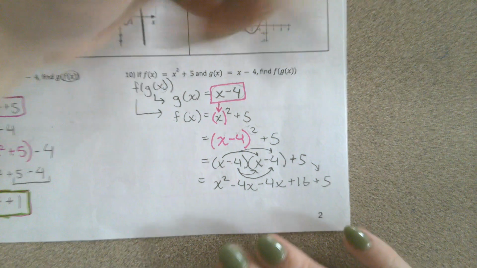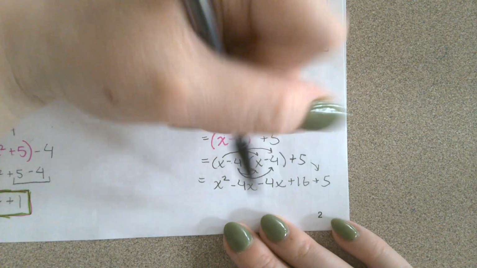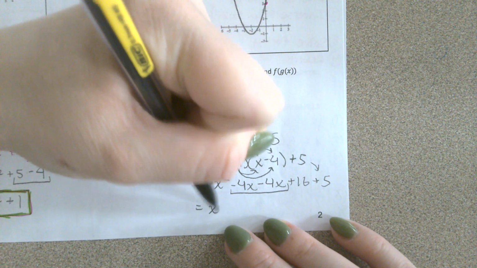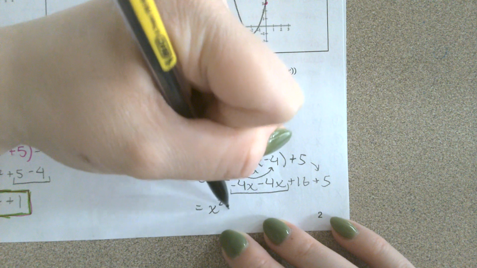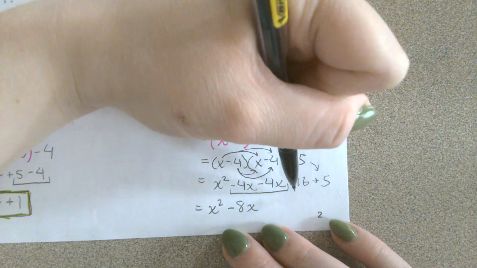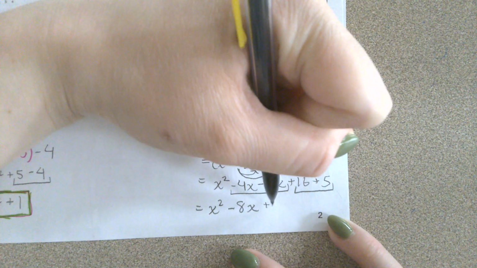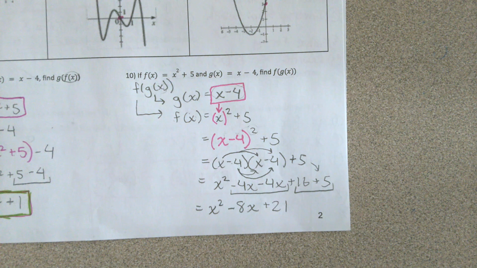All right, from here, the only thing we can do is combine like terms. So I have negative 4x and negative 4x. This will make a negative 8x. And then I have a 16 and a 5. Just add them together, and you will get 21. And that is my final answer.